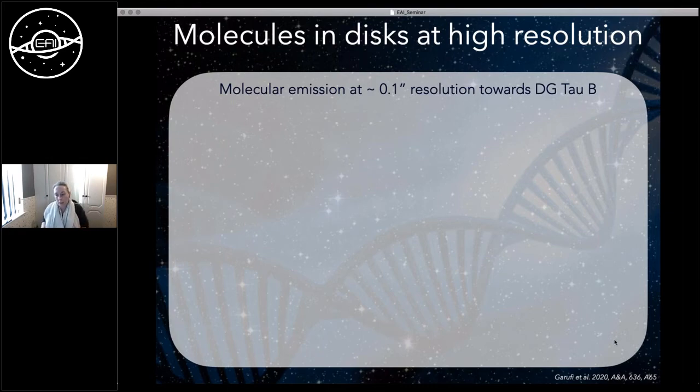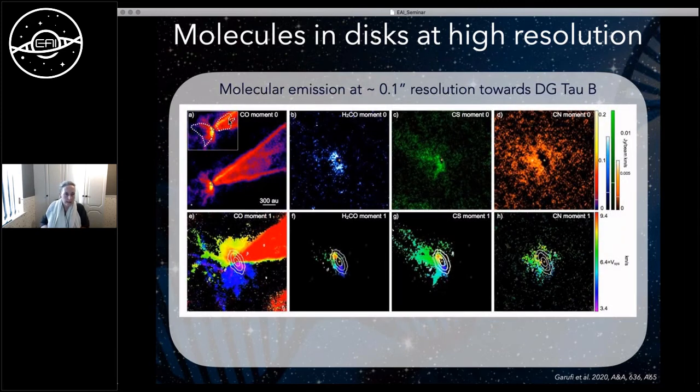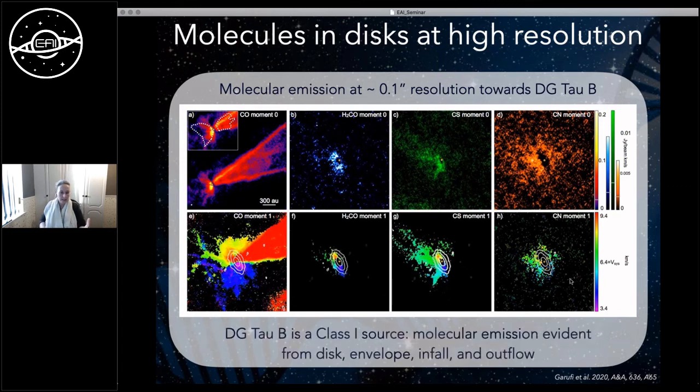And this is towards DG Tau B. And this is a really beautiful data set. You can see here in the CO emission, you can see the outflow cavity really nicely emanating from the star down here. Looking at the CO kinematics, you can see this kind of swirling disk of molecular gas. It's also got these trails that seem to be from accreting filaments from the surrounding envelope. When they look at other molecular tracers like formaldehyde, CS and CN, they can see that these different molecules are tracing different environments within this forming star.